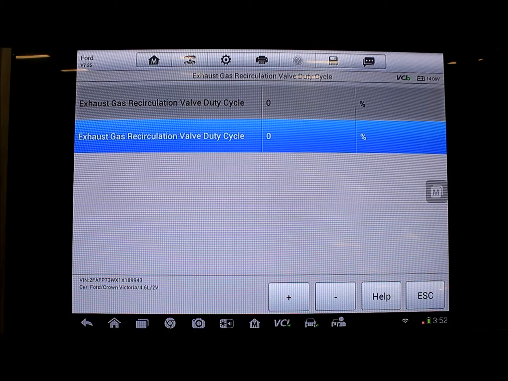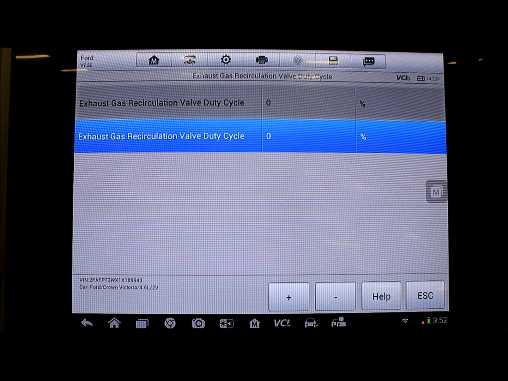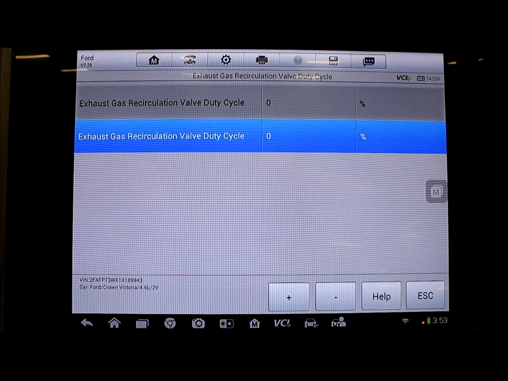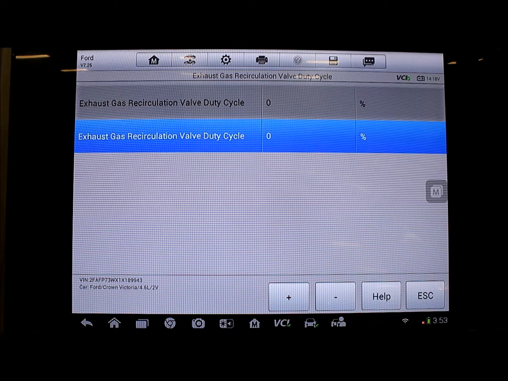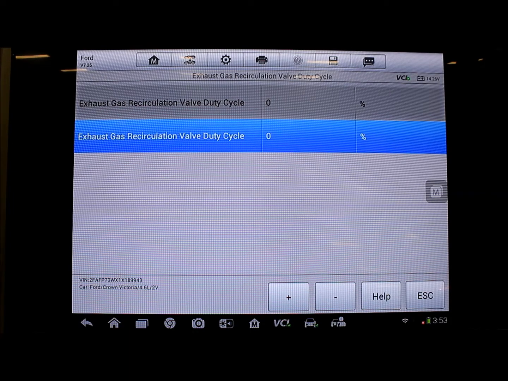So what I'll do now is I'm using the Autel scan tool. I'm going to increase the duty cycle of the exhaust gas vacuum regulator. And I don't know if you'll be able to tell, but as the EGR valve opens further and further, the engine will run rougher until probably it will eventually stall. So let's give that a shot.